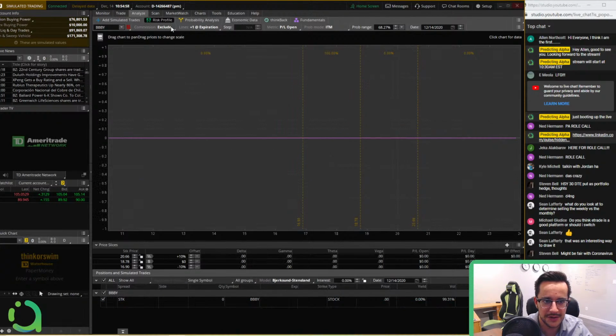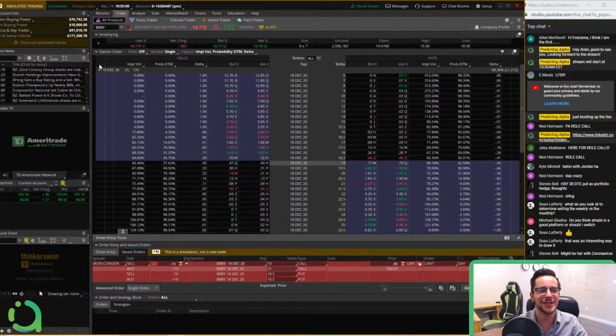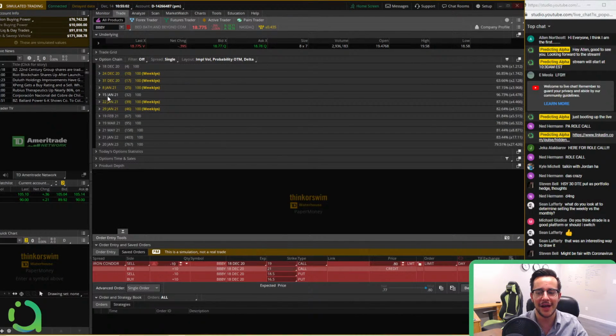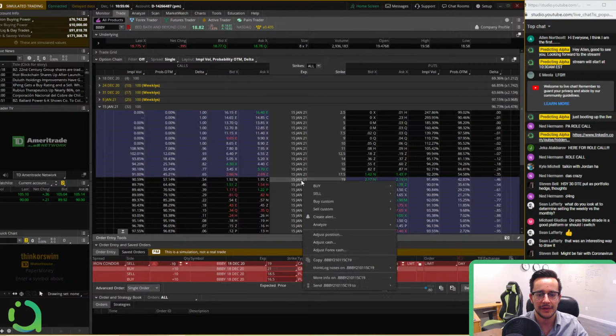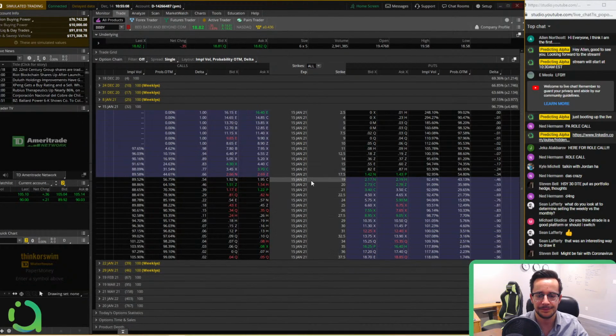Okay, I'm going to have to restructure this. Give me a second here, guys. I totally forgot about changing the expo there. We don't want to be trading that near dated for it. So if we go to the 15th, let's price out this one now.